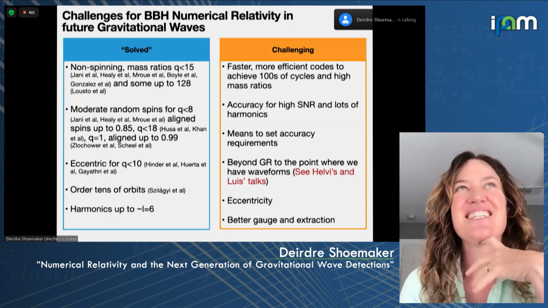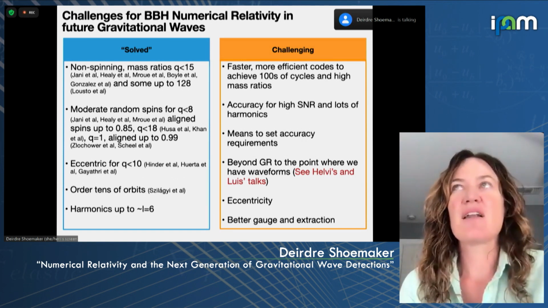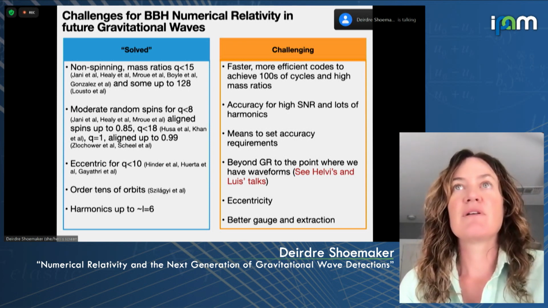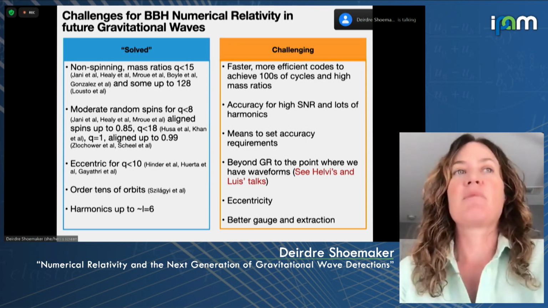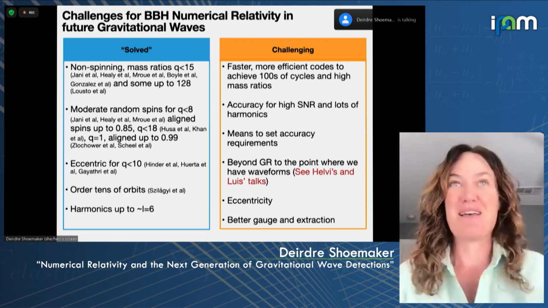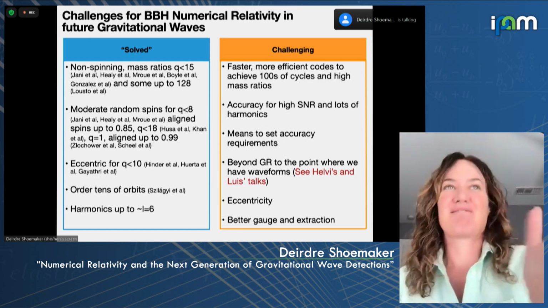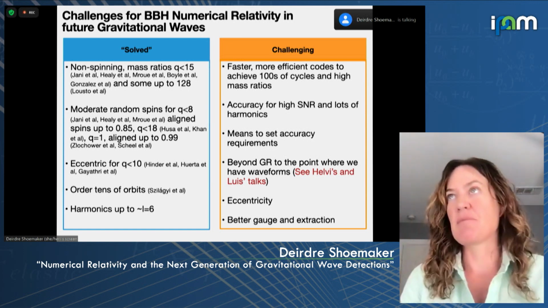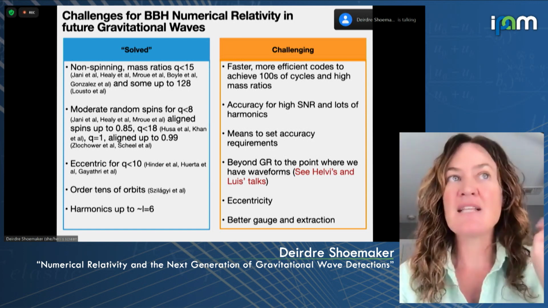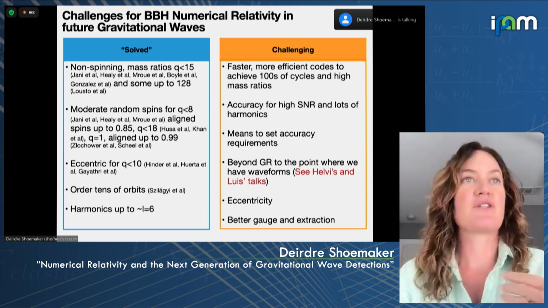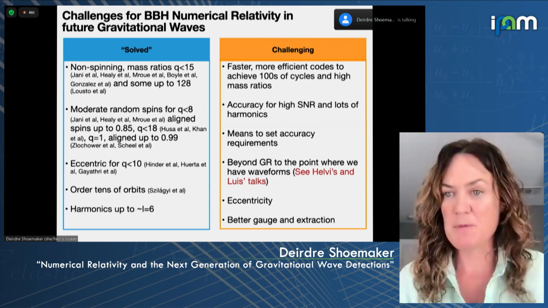It's my challenges slide. We heard a lot of this in the lab from Carlos before lunch, right? So if we look at all the things we currently can do in the binary black hole world, we certainly can do non-spinning mass ratios less than 15. Carlos showed you one of a mass ratio up to 1 to 128. Beyond that, even that is not something people do regularly. We can do random spins. We can do precessing spins. It's just hard to compare with each other, and that parameter space isn't fully fleshed out.